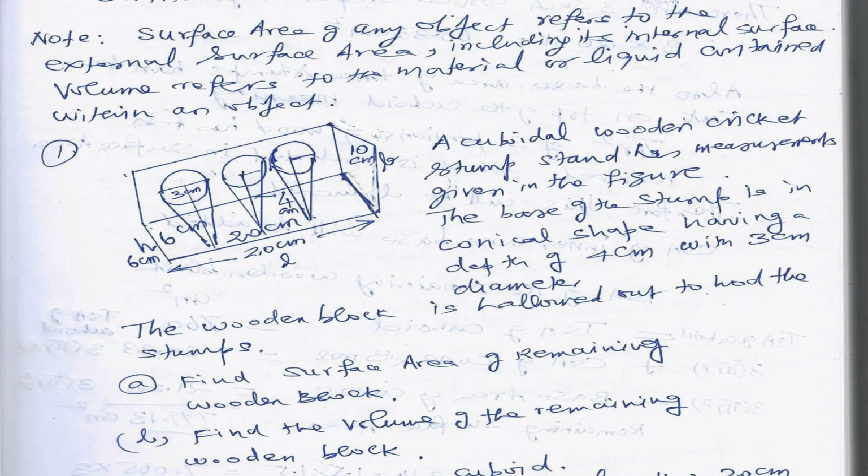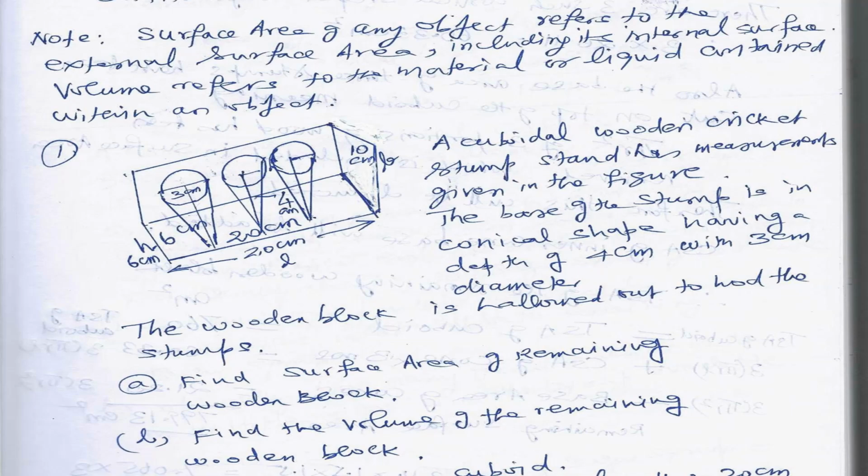To approach this problem, we have to find the surface area of cuboid first. That is 2 into LB plus BH plus LH. That gives us 760 centimeters squared before the wooden block is drilled to hold the stumps.